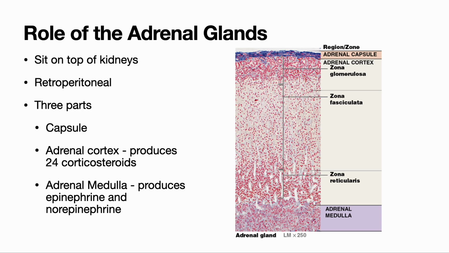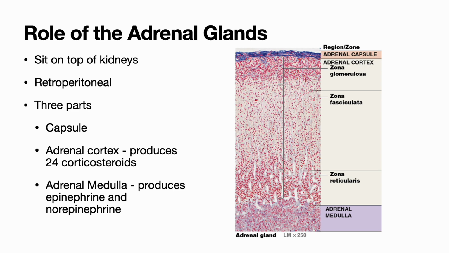Okay, that brings us to the adrenal glands. The adrenal glands, of course, sit on top of your kidneys. They are retroperitoneal. So again, from A&P1, that means they are behind the peritoneum, the membrane. So they are kind of separated from a lot of your digestive tract, which is mostly encased by peritoneum.